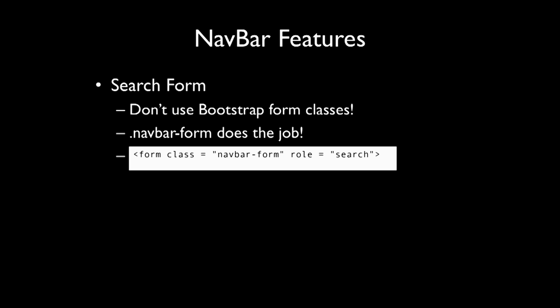Another feature you can add is the search form. Bootstrap has a lot of form classes set up for you, which you could use if you want to, but an easier way of doing things is a specifically designed navbar form. So here you just add the form class as navbar-form, and for an example role you could do search.